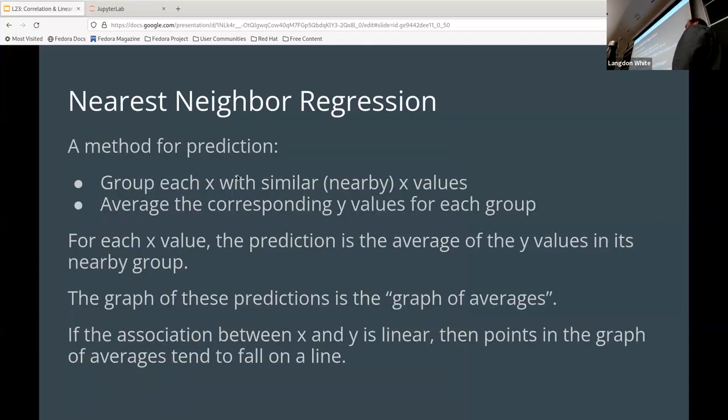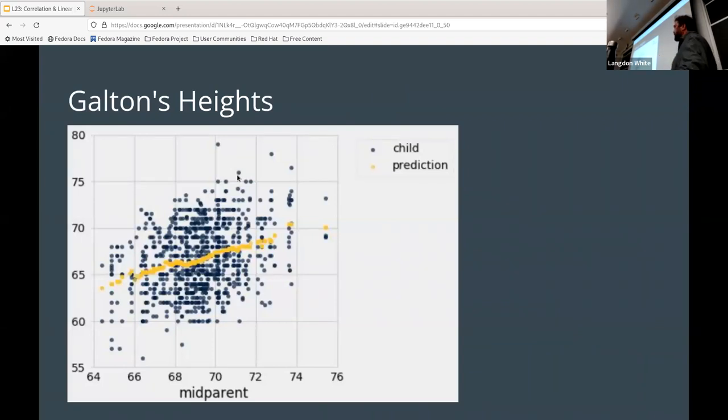So maybe I should ask the question on the prior slide. Basically, you group each of your X values with similar nearby X values. Then we average the corresponding Y values for each group. For each X value, the prediction is the average of the Y values in its nearby group. The graph of these predictions is usually referred to as the graph of averages. So this yellow line is the graph of averages.